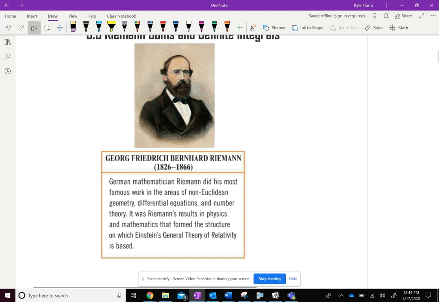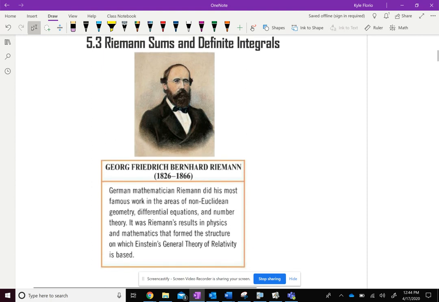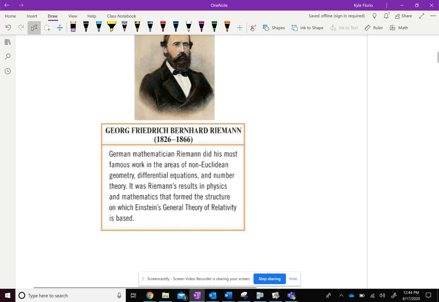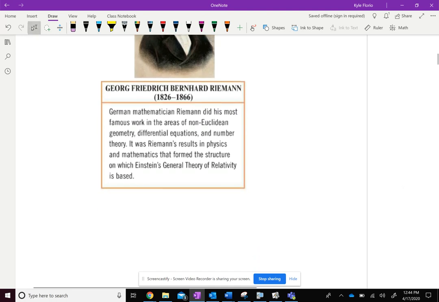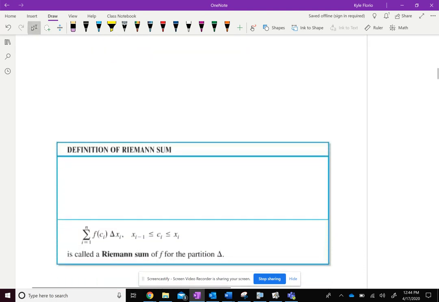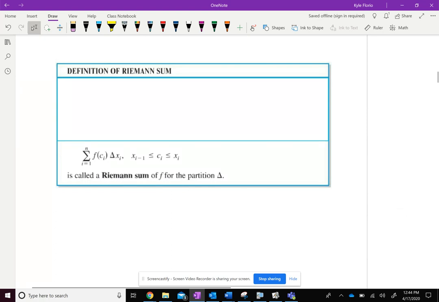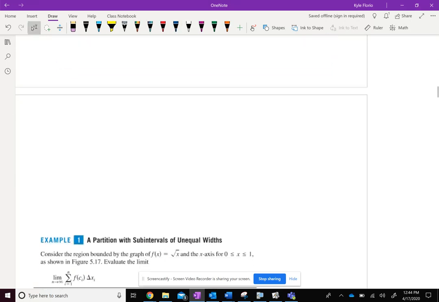This guy right here, George Frederick Bernard Riemann, he was a big deal in the math community, and these Riemann sums are named after him. And you could read how his mathematics form the structure on which Einstein's general theory of relativity is based on. That's pretty impressive. What we've been working with, this limit of this sum, when we add up all these rectangles, is what we're going to call a Riemann sum. You could have that written down.